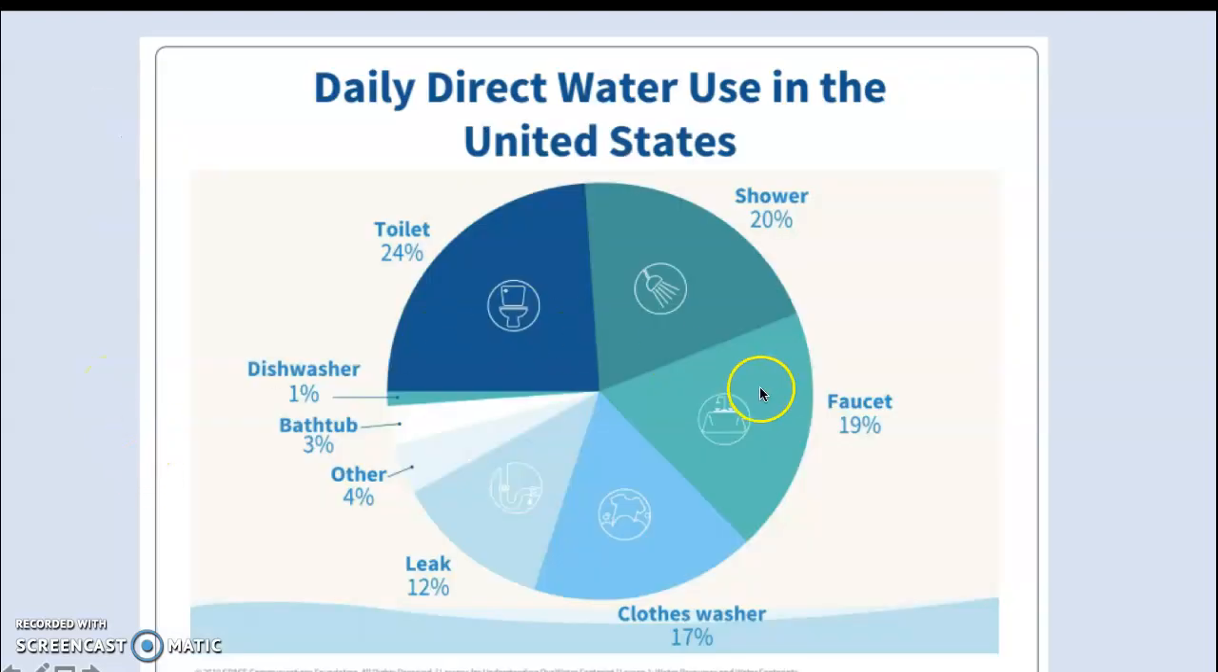Every day, this is about how each person's water use breaks down. We use the toilet a lot, and our toilets are not very efficient. 25%, almost a quarter of the water you use every day, is flushed down the drain. And guess what, you guys? That water is drinkable water. The water in your toilet is the same water that comes out of the tap. It's not any different, and we just flush it away. Showers, faucets, all of this is your direct water use.